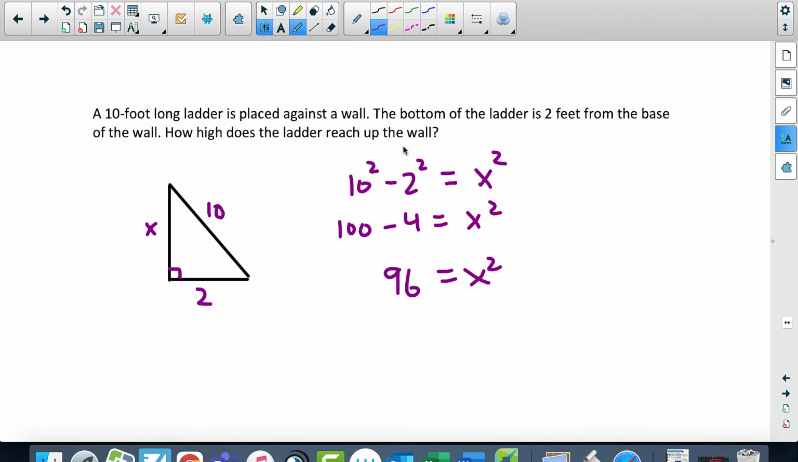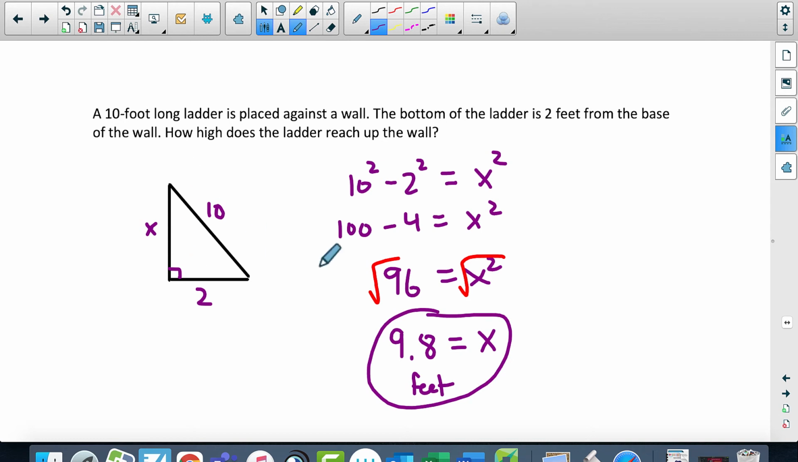Last thing you always do is take the square root. So you need to figure out what the square root of 96 is. And you get 9.8 if you round it. 9.8 feet, I guess. We're talking about feet. So that is how far up the wall this ladder reaches.